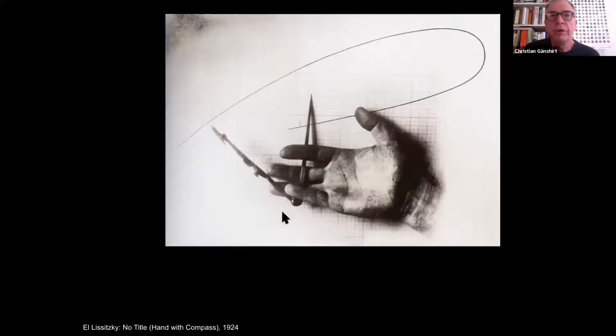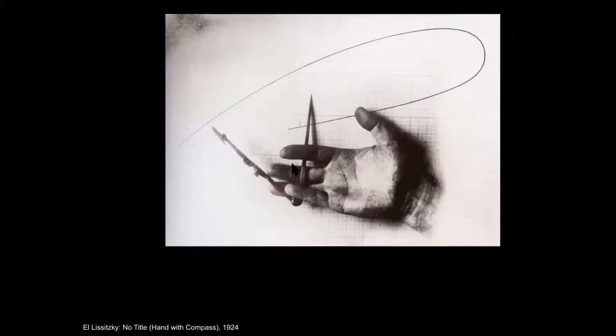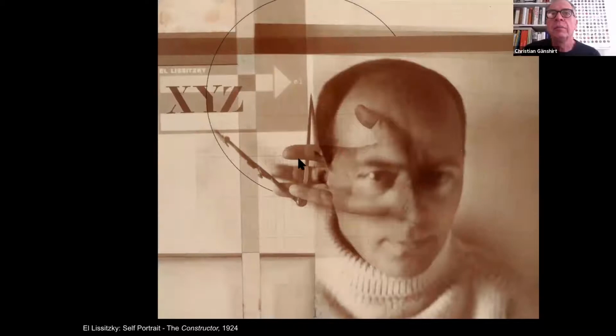So he used this photograph with a hand and a compass, which is almost like the symbol of the architect, and combined it with his own portrait. So he called that self-portrait as a constructor. And for many years, this photograph was an inspiration for my research, because it tells so much about the activity of design in just one image.